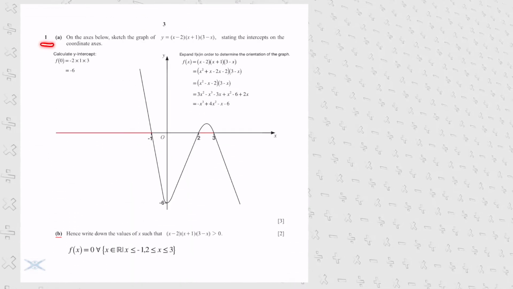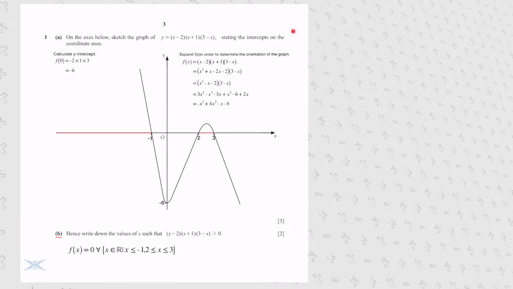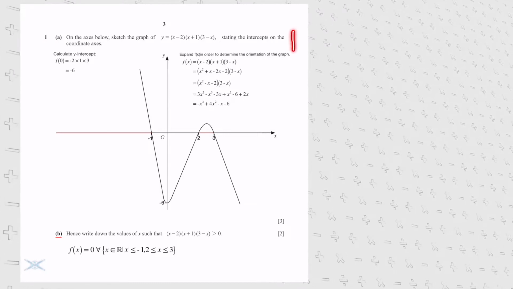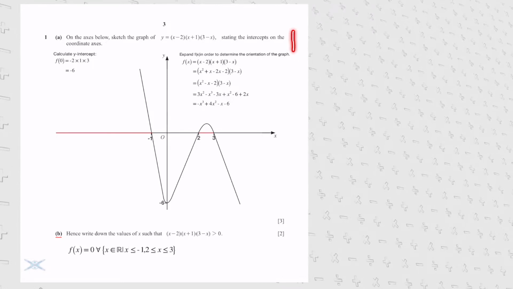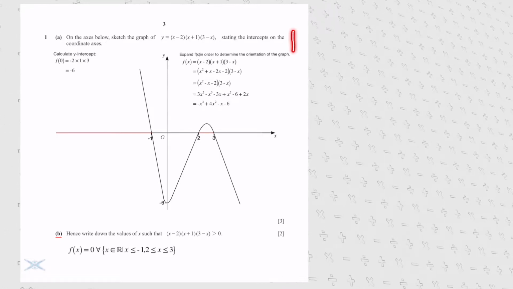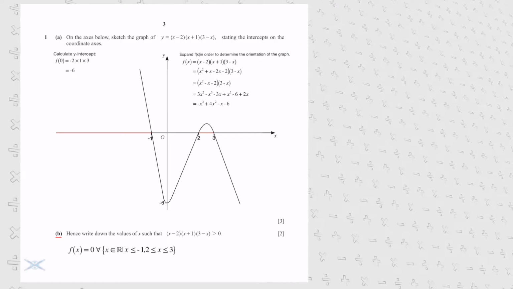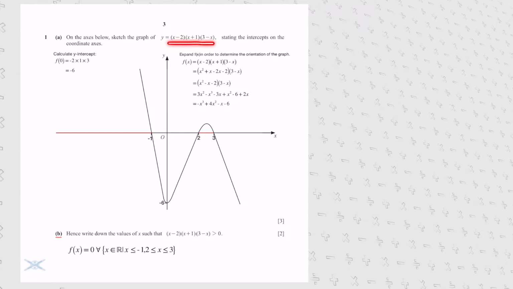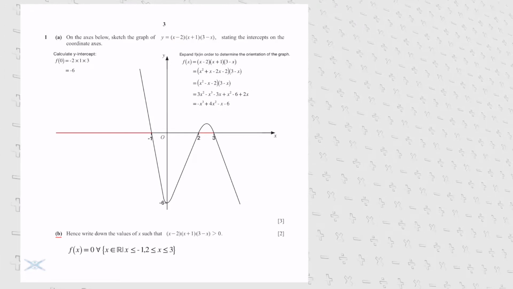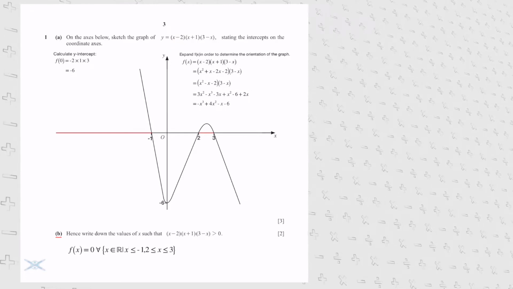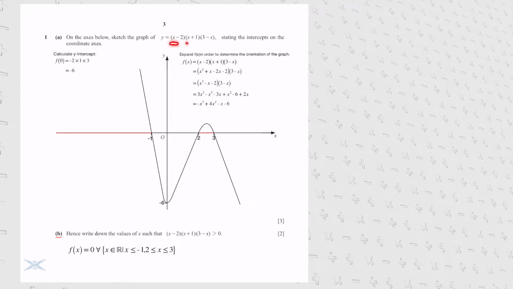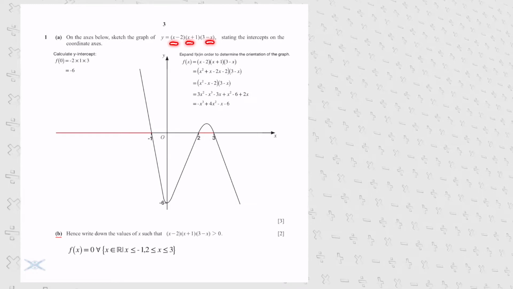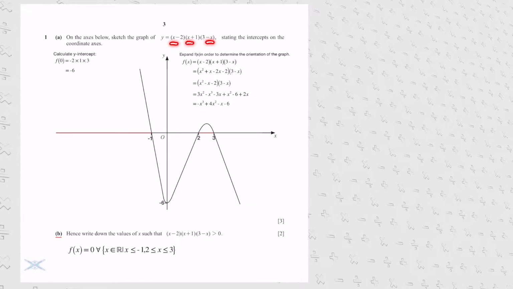In exercise 1a we are supposed to sketch the graph of the function y equals (x minus 2) multiplied by (x plus 1) multiplied by (3 minus x), stating the intercepts on the coordinate axes. As we can see, the function is stated in the form of factors of a polynomial, meaning that it is very easy for us to figure out the zero points of this function, which are 2, -1 and 3, as for each of those numbers one of the factors would return 0 as a result.